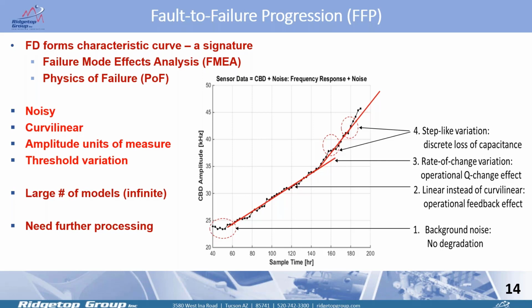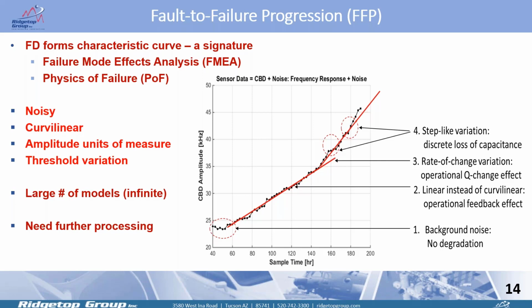If you've selected the right feature using FMEA and physical failure, it will form a curve. And that curve will change in direct correlation to the failure mode. If it doesn't change in correlation to failure mode, then you shouldn't be looking at that particular feature because it's noise. But feature data, even if you select the right one, is noisy. It's curvilinear, it's got amplitude, units of measure, and it's got a threshold variation.